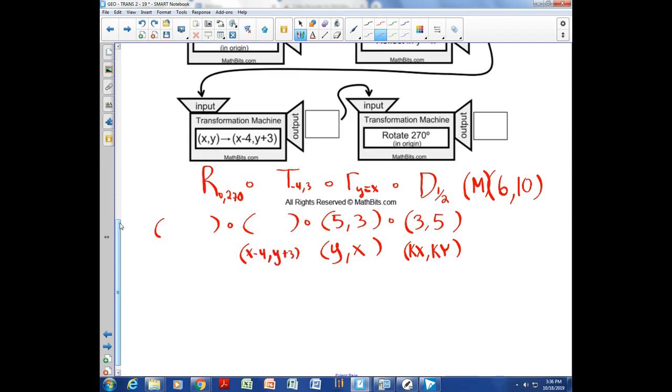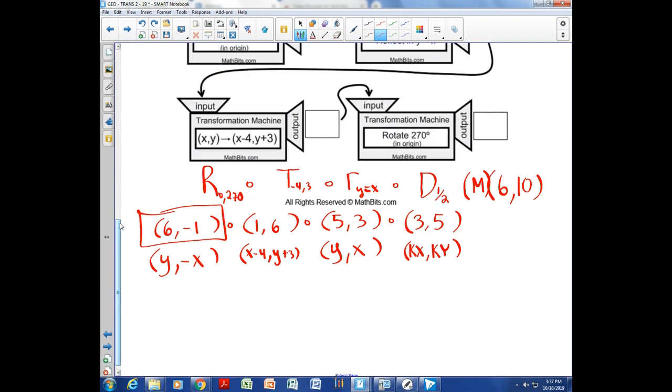I'm going to take my 5 and subtract 4 and get 1, and my 3 plus 3 is going to give me 6. And then finally, the formula for a rotation of 270 is y comma negative x. That means my y value for the previous point is going to go to the front and not change, and my 1 is going to go to the back and become the opposite sign. And this is our answer.